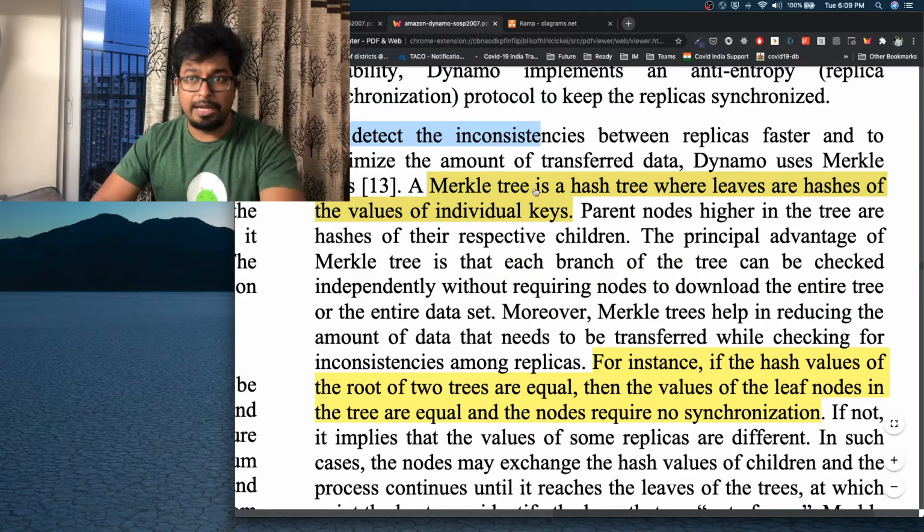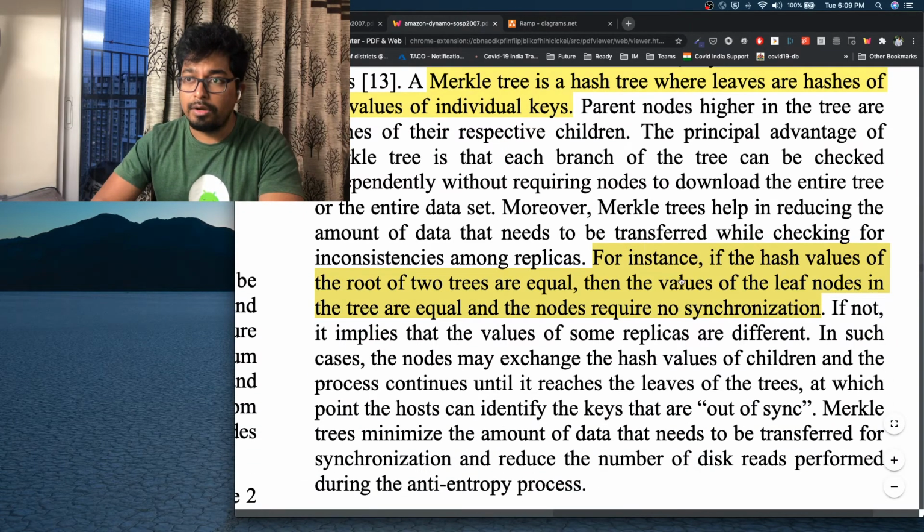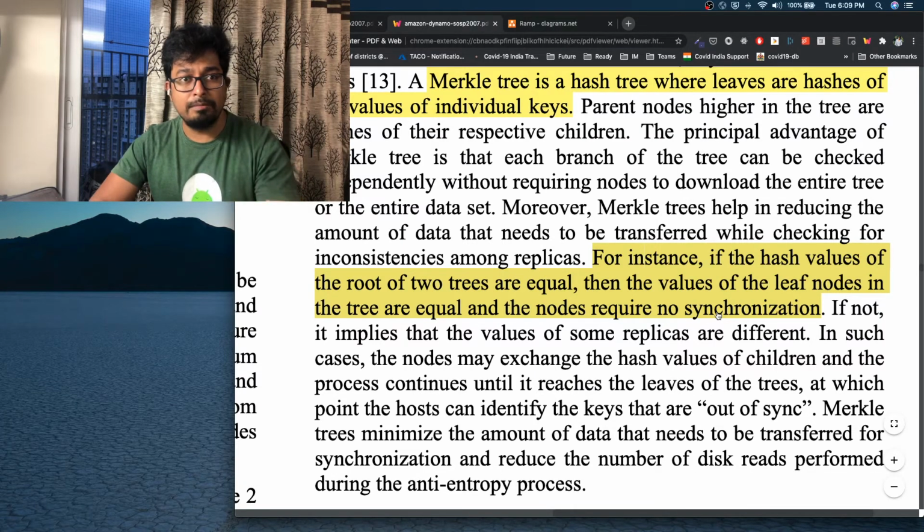A Merkle tree, like we said, is a hash tree where leaves are hashes of the values of individual keys. For instance, if the hash values of the roots of two trees are equal, then the values of the leaf nodes in the trees are equal and the nodes require no synchronization. That makes it super fast, because with just a small amount of data, we are able to guarantee equality.